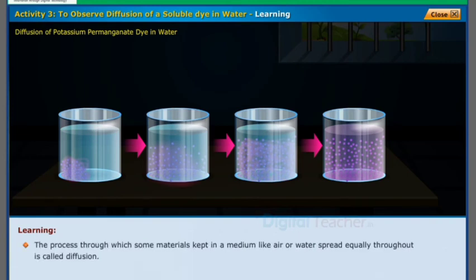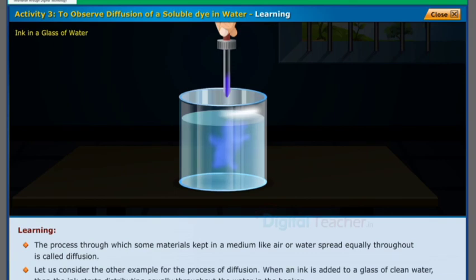The process through which some materials kept in a medium like air or water spread equally throughout is called diffusion. Let us consider another example for the process of diffusion.